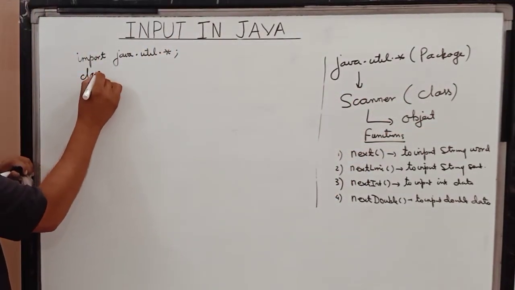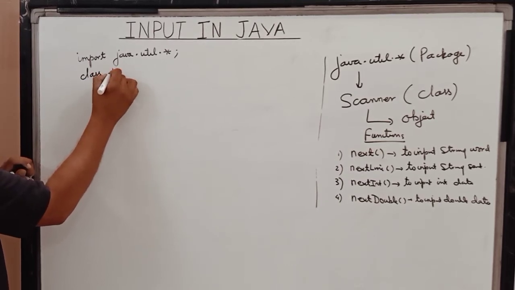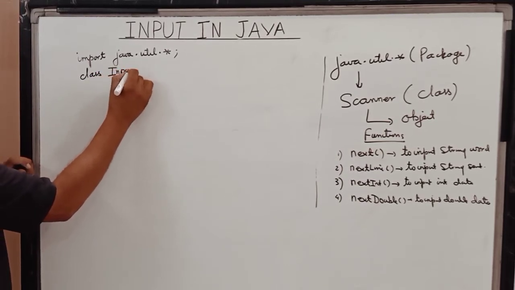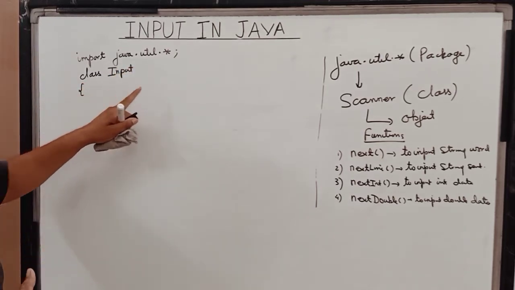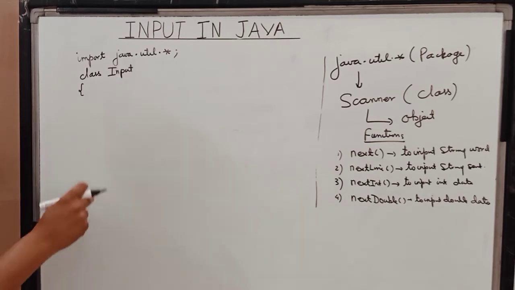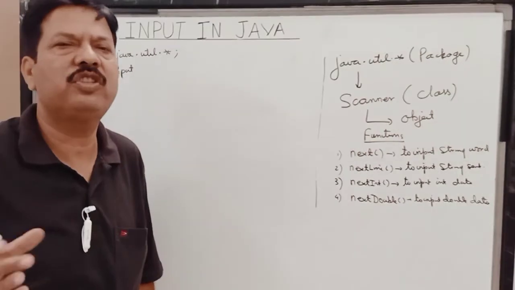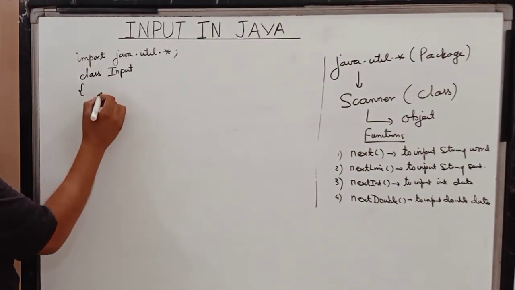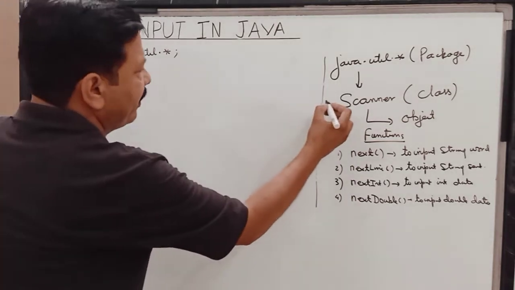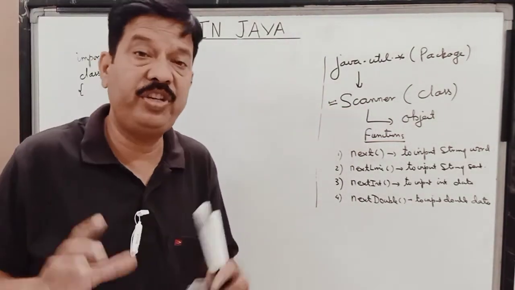So here I am using my class, my class Inputs. So, children, in my class Inputs I have attached a package called java.util. Now after writing this, I am able to access any class which is present in this package. Now, children, next is that I have to use this Scanner class, but I cannot use classes. I have to make objects of classes.